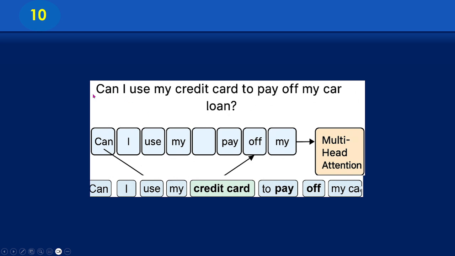Say our query is, can I use my credit card to pay off my car loan? Then it tries to relate them all and get some semantic information. I hope it makes sense. So it helps the model understand text, such as in a sentence like this, how the words can be connected and linked, and find which one corresponds and relates to the other in a stronger manner.